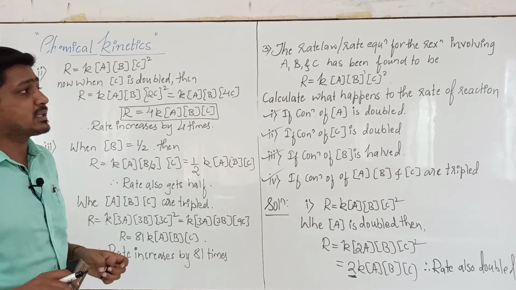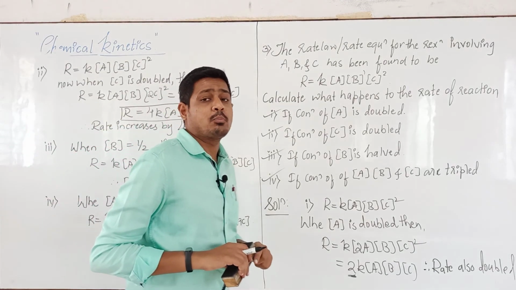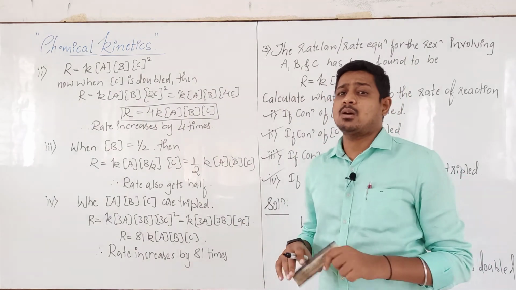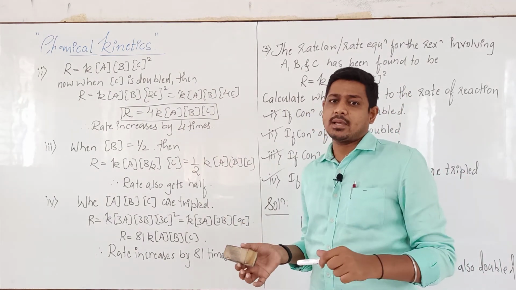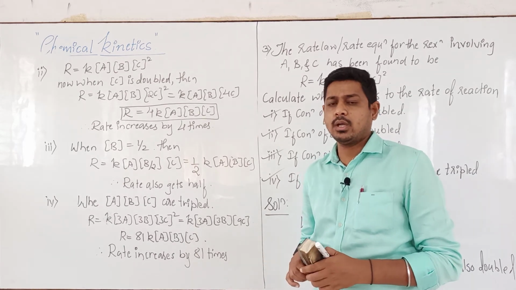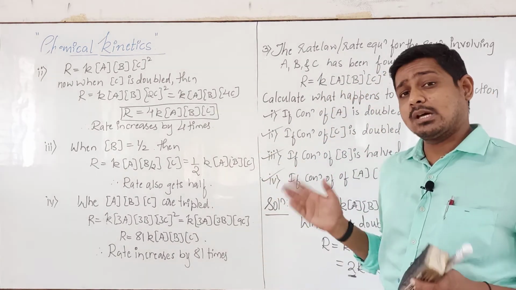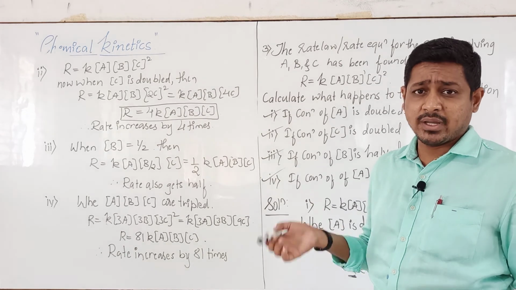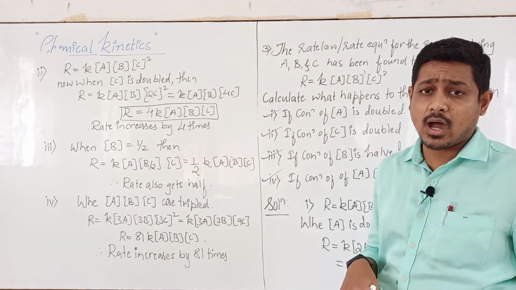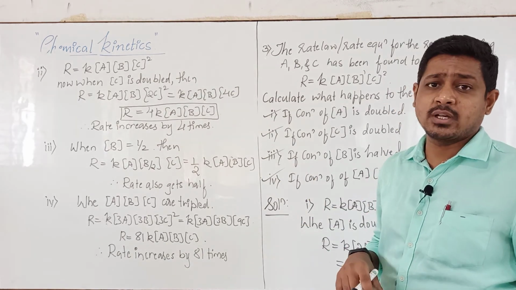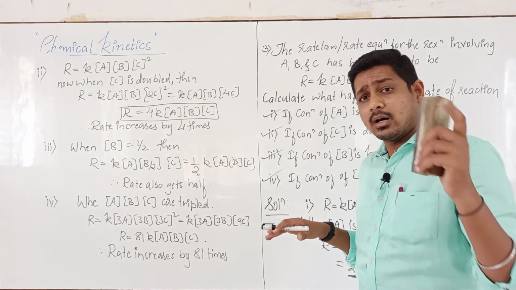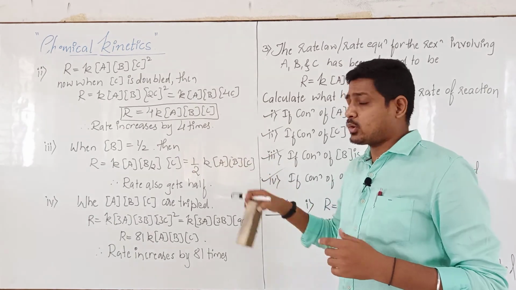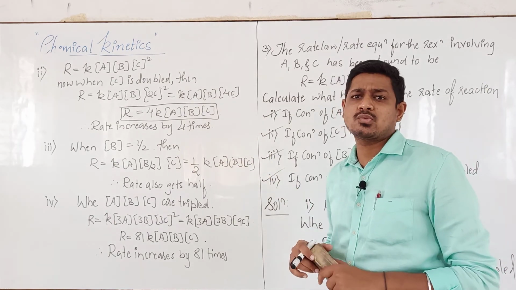I hope you people are understanding, because in competitive examinations or board examinations, the tricky question will be on order of the reactions only. They'll ask you when the concentration is doubled, or made 2 times, or made half or tripled, what happens to the rate? These are the types of questions they will be asking. And on rate constant, based on the earlier questions we have solved, questions will also be coming.